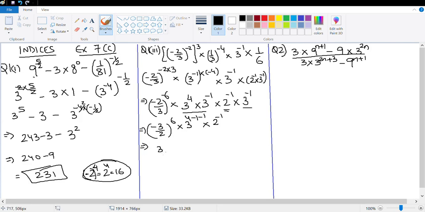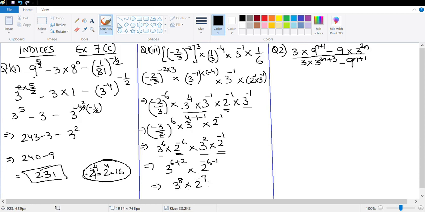So this is 3 to the power 6 multiplied with 2 to the power negative 6. I have taken this in the numerator, multiplied with 3 to the power 4 minus 1, that's 2, multiplied with 2 to the power minus 1. So that's 3 to the power 6 plus 2, combining these two, and combining these two I get 2 to the power minus 6 minus 1. That's 3 to the power 8 multiplied with 2 to the power minus 7, which can also be written as 3 to the power 8 upon 2 to the power 7. Perfect, that's my final answer.